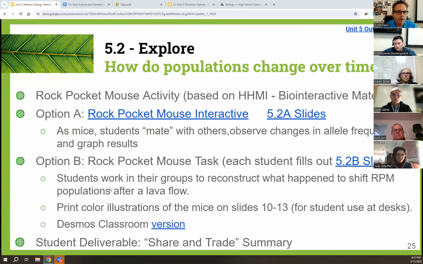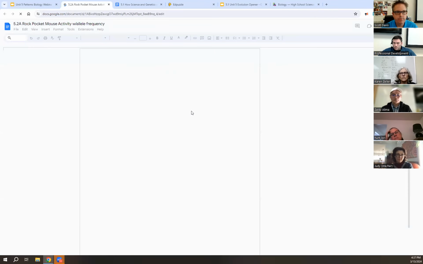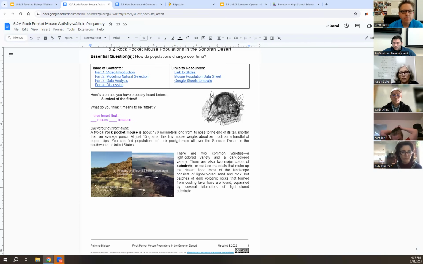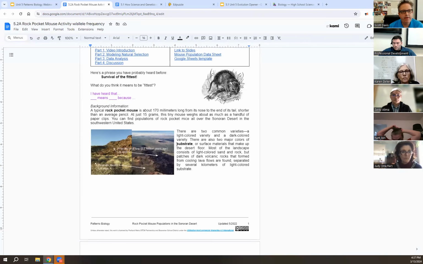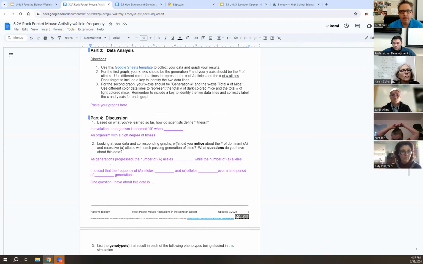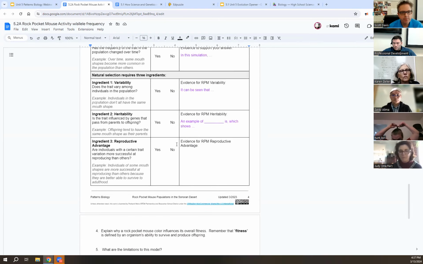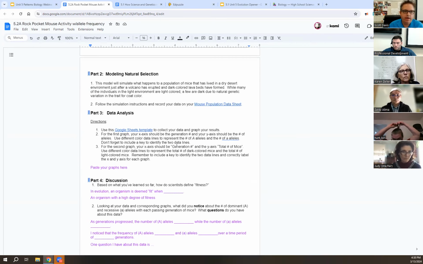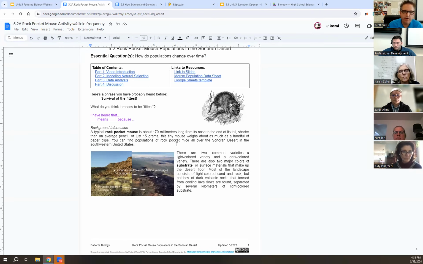Option A, if you look at the Rock Pocket Mouse Interactive with the slides, and if you want to click on that. If you look at the top, this one is where they actually look at the frequency of the alleles and how that changes over time. I have actually done the allele frequency version of this before. It's definitely more in depth, and it provides a good connection to the genetics part of it.